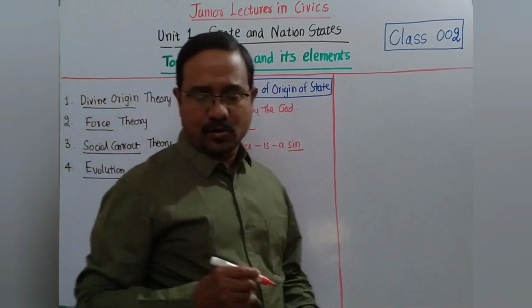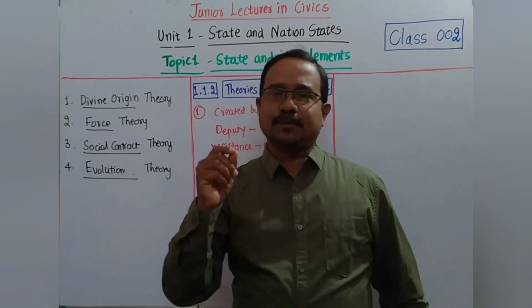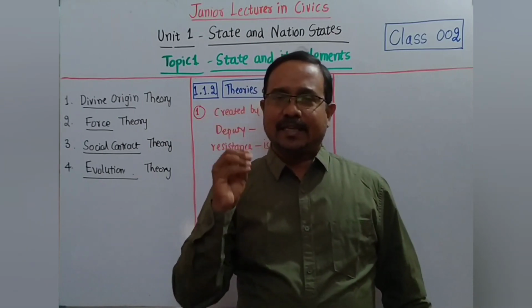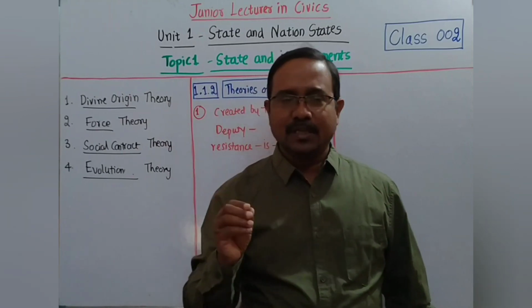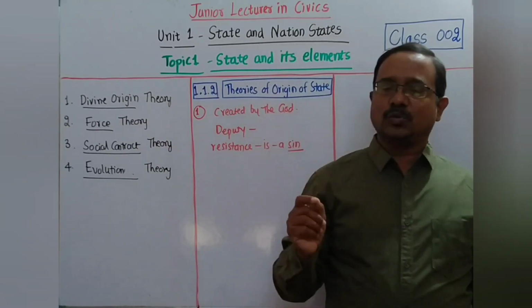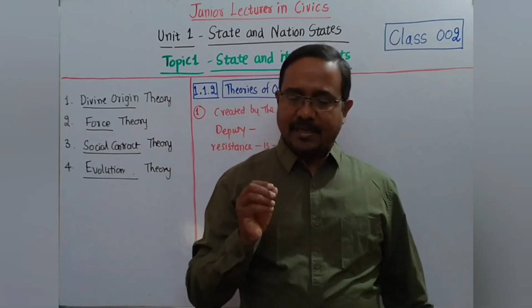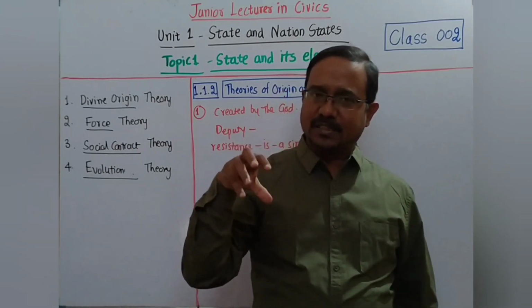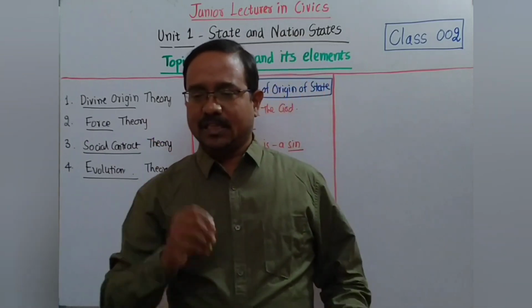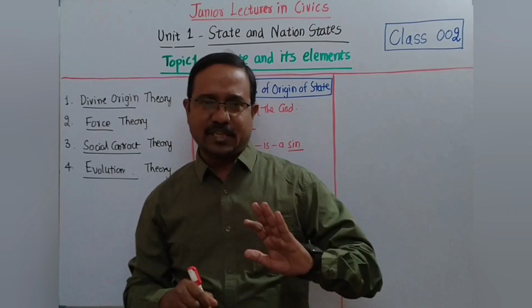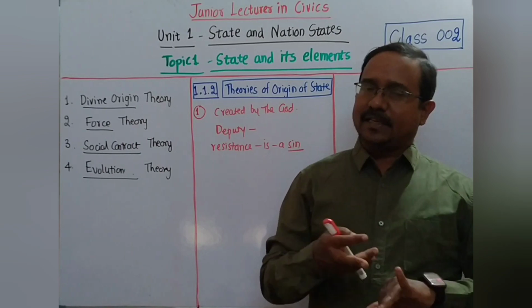Sin means it is a wrongdoing, and the king is completely responsible to God only. He is not in any way responsible to the people. He is not answerable to the people. He is only answerable to God, who has created this state, and the people who are living in his kingdom should be bound by the laws and orders given by the king. So this theory mainly states that God has deliberately and directly created the state.